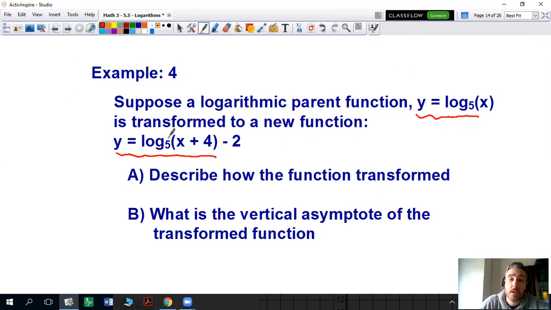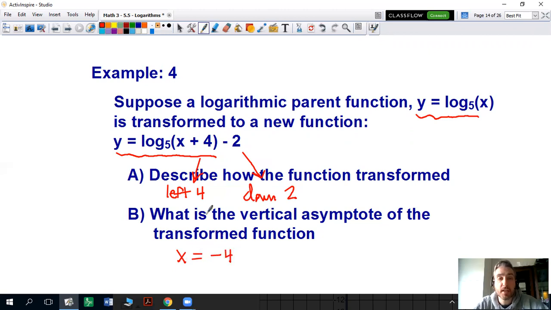So let's start with the transformation first. X plus 4 is going to be left 4. And then minus 2, that's going to be down 2. So it went left 4 and down 2. Because it went left 4, the vertical asymptote would be x equals -4. We can check that on Desmos.